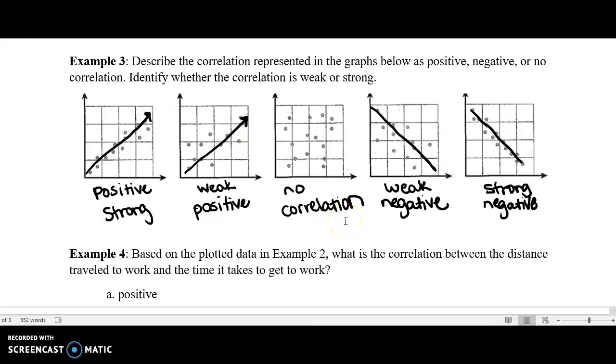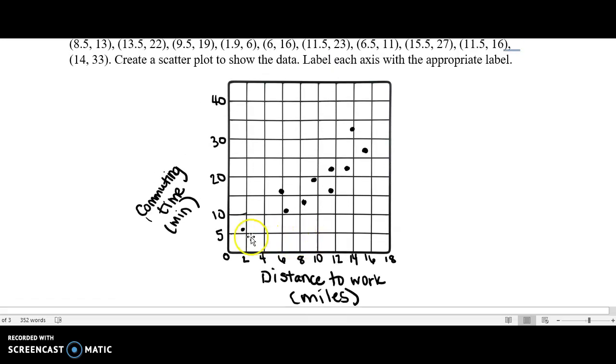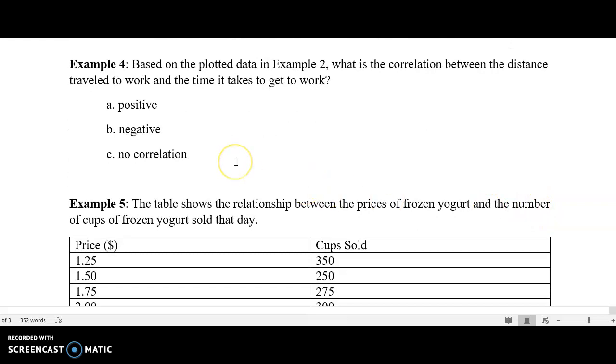So based on the plotted data in example 2, what's the correlation between the distance traveled to work and the time it takes to get to work? Let's scroll back up. Do these data points have a positive correlation or a negative correlation, or do they even have a correlation? Well, you should notice that they are increasing together, so they have a positive correlation.